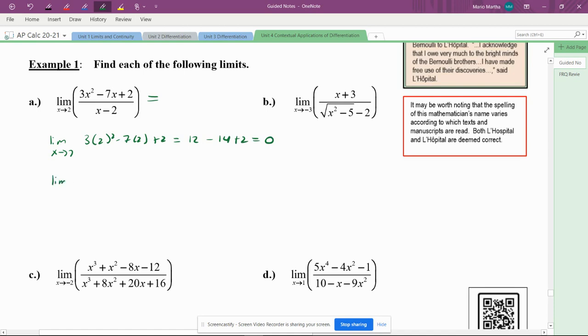And then we're also going to do the limit as x approaches 2 of x minus 2. That one's easy, right? It's just 2 minus 2, which is 0. All right, so therefore we can apply L'Hopital's rule.